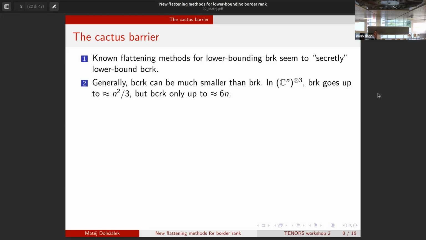So this is why I say that border cactus rank is usually much, much smaller. And somehow the conclusion of these two statements means that this should be a thing that makes flattening methods bad, or at least not very effective. Because I want to be lower bounding something, but I'm secretly forced to lower bound a different thing, which happens to be much, much smaller. And that's bad for me.